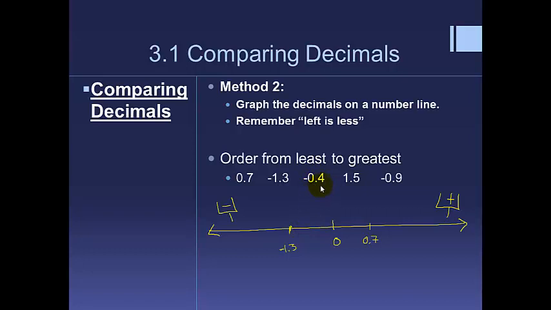Now, this is where I'm going to get in a little bit of trouble because I didn't space it out quite right. But this is negative 4/10. So 4/10 would be somewhere in between here. I'm just going to put it. And then 1 5/10 would be somewhere out here, and we're used to just saying 1.5. And then this one over here, negative 9/10, is going to be somewhere over here.